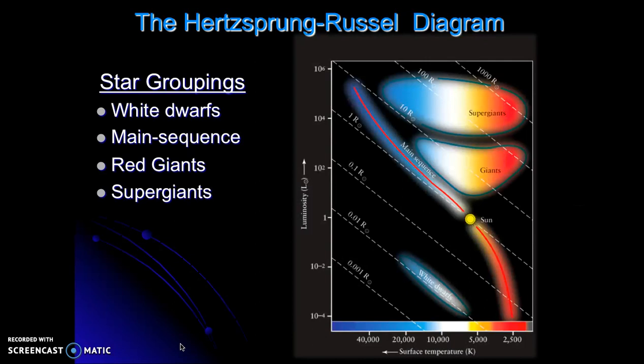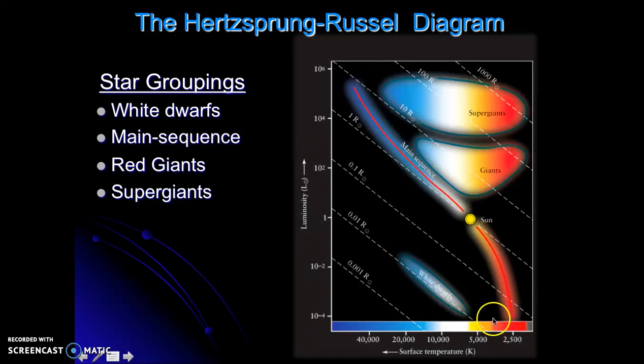Okay, so getting back on track here. We have these four main groups on the HR diagram, which map out the stellar evolutionary stages of stars that we see in the night sky. Most of the stars live on the main sequence. Okay, and so most of the stars we see in the sky are main sequence stars.